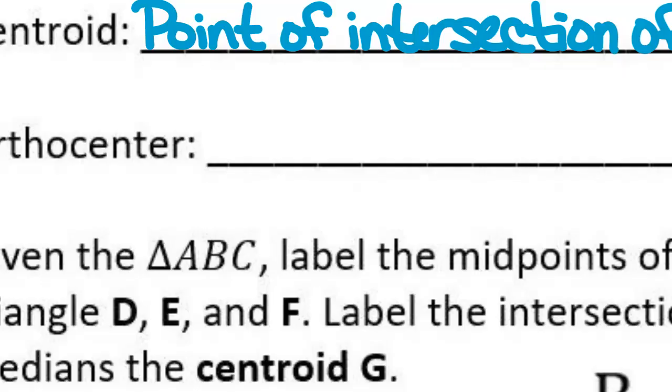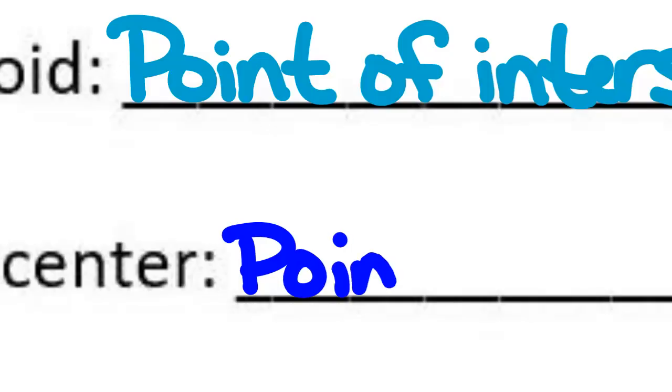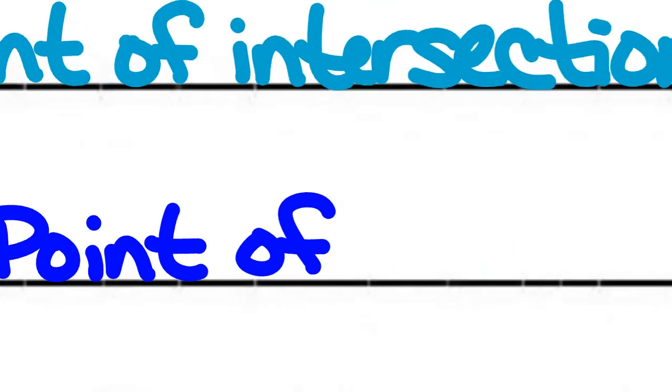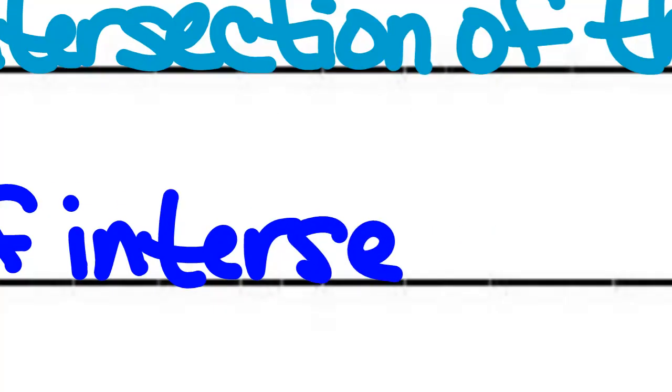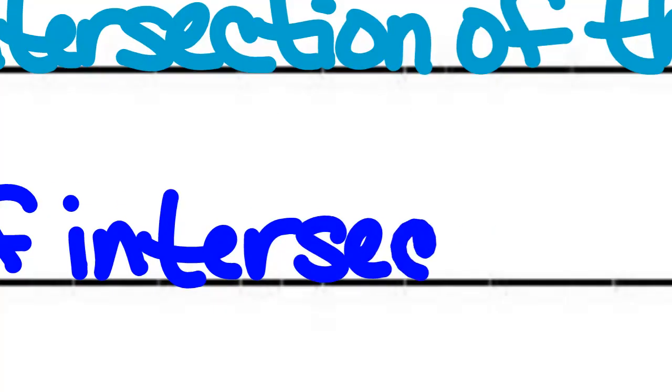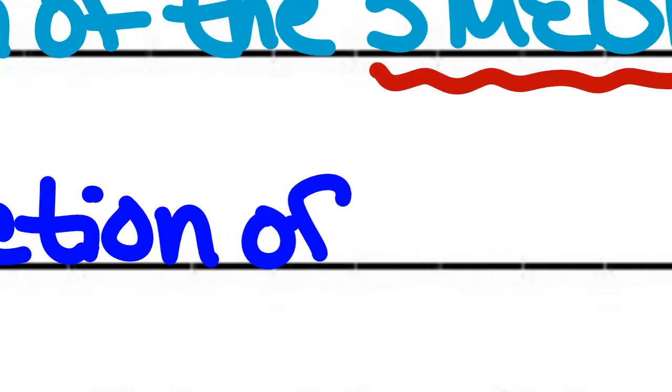The orthocenter is the point of intersection of the 3 altitudes of a triangle.